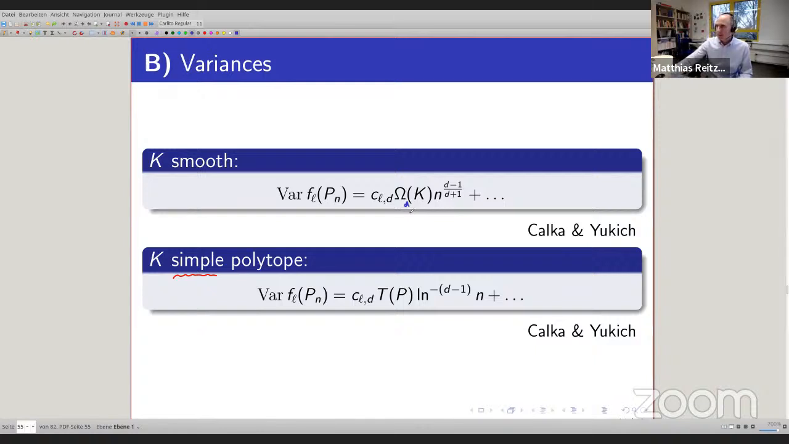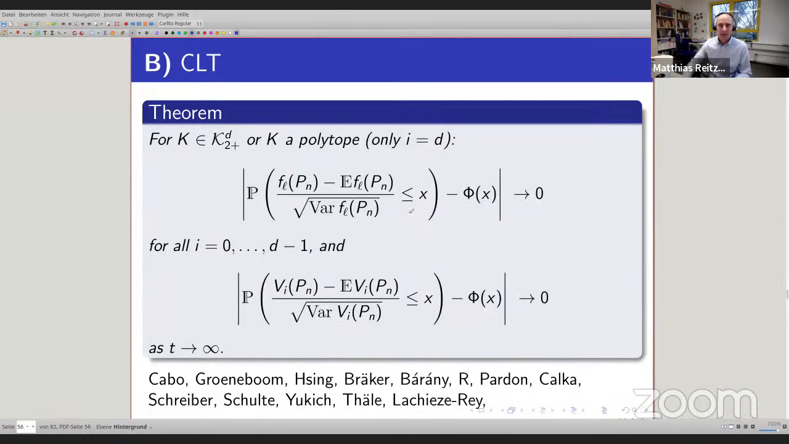And so if you know the variance, then you really can start to attack central limit theorems. This is the next step. And this has been done in the last years. And a large number of people contributed to this question, proving central limit theorems. So we know at the moment central limit theorems for all numbers of faces and for all intrinsic volumes in the smooth case. So if K is a smooth convex body, then we have central limit theorems for all functionals we're interested in. And we also have, if K is a polytope, central limit theorems for all l-dimensional face numbers and for the volume.